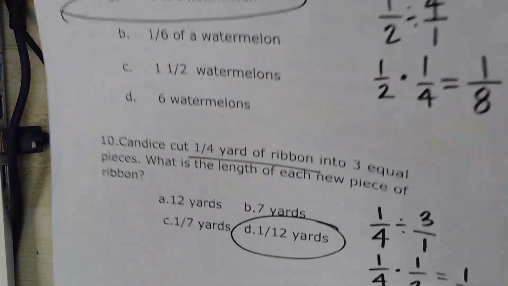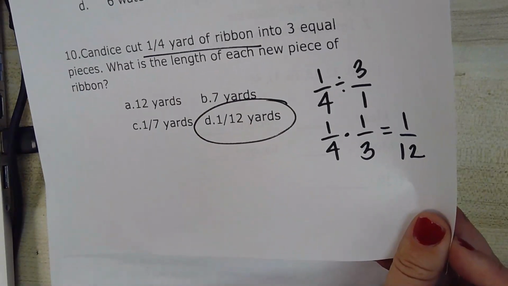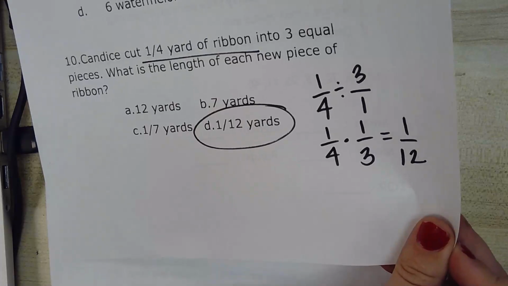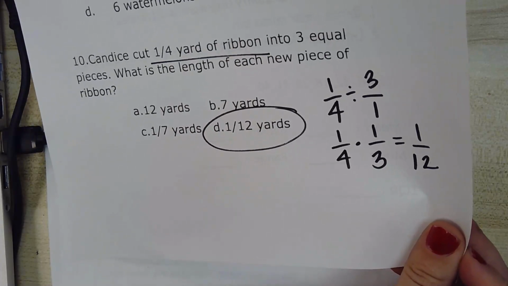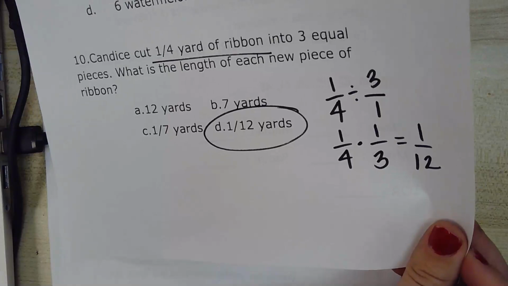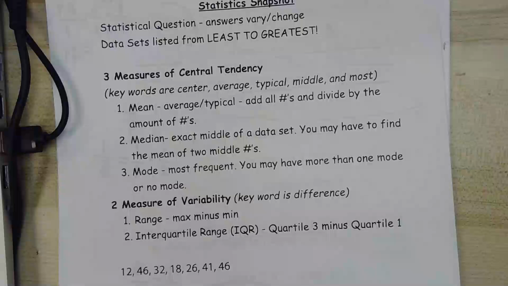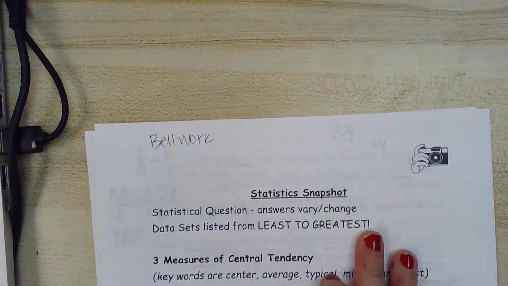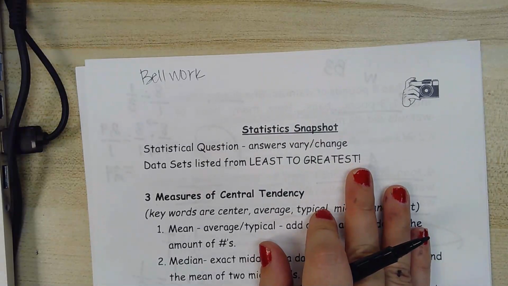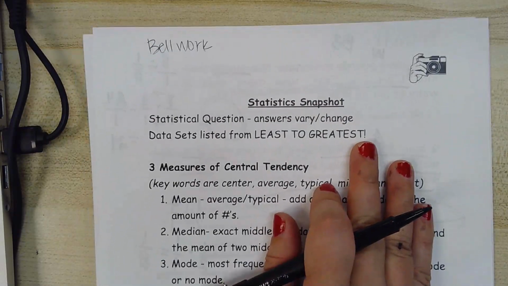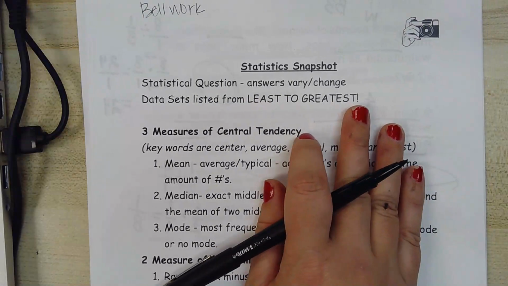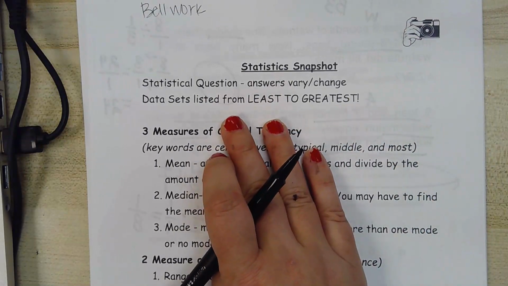Now that was just review on dividing fractions. We're moving on to review of everything that we've learned this week. That will be on your pop test next week. So what we learned this week was about statistical questioning. It means your answers have to vary when you're asking a group of people. Don't forget to put your data sets from least to greatest.